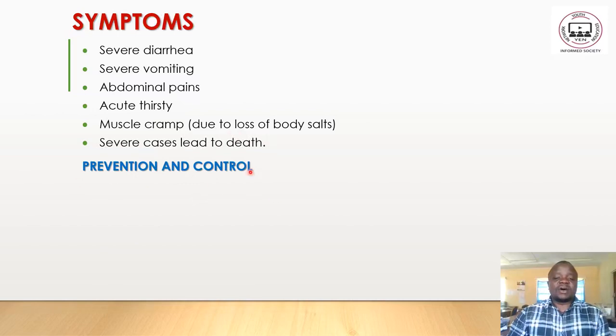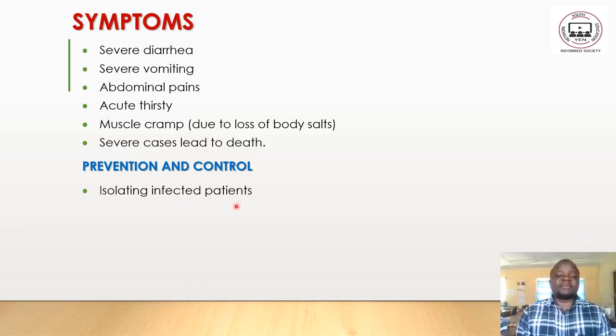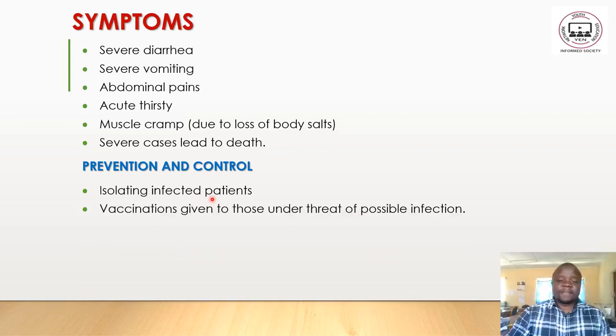Prevention and control. How can we prevent and control cholera? One, isolating infected patients. We can isolate all of the infected patients, meaning they must be excluded. They have to be removed from areas where they are overcrowded. So they have to be living in their own rooms. Vaccinations should also be given to those who are under threat of possible infection.